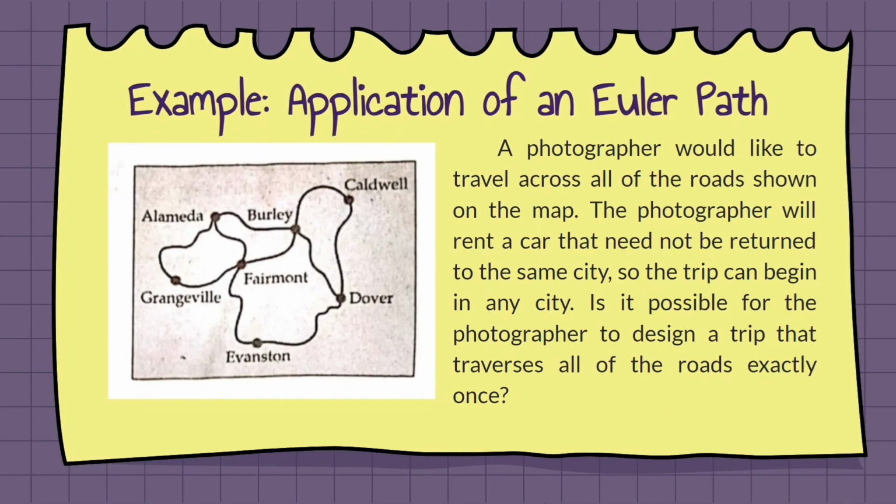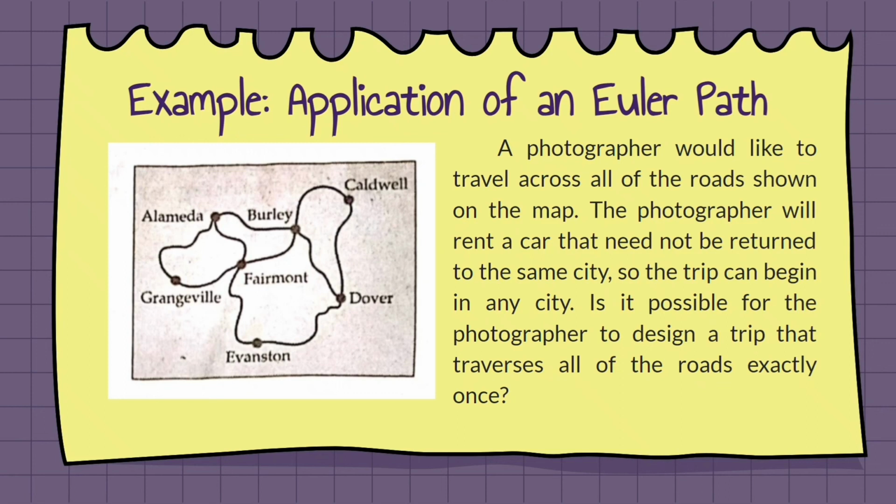Okay? Okay, class, we have this application of an Euler path. A photographer would like to travel across all of the roads shown on the map. The photographer will rent a car that need not be returned to the same city, so the trip can begin in any city. So the question is, is it possible for the photographer to design a trip that traverses all of the roads exactly once? Looking at the map of roads as a graph, we see that a trip that includes all of the roads but does not cover any road twice corresponds to an Euler path of the graph.